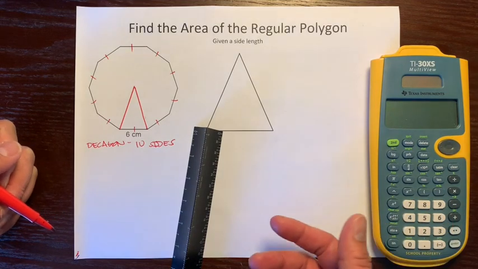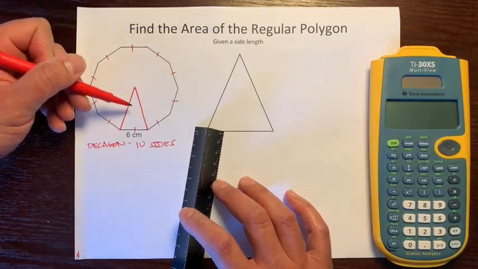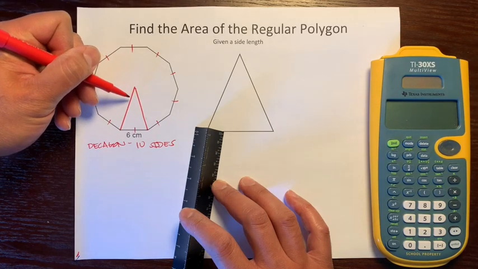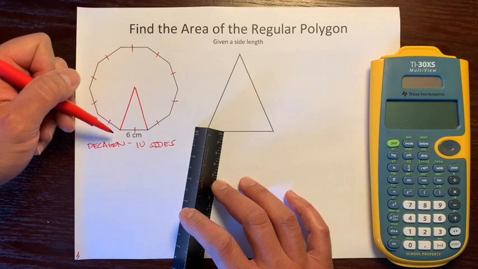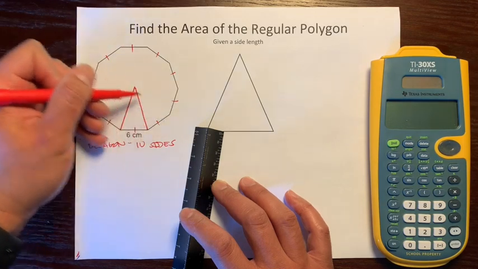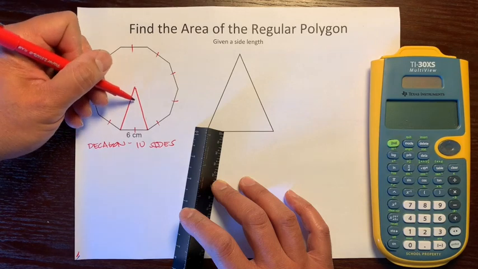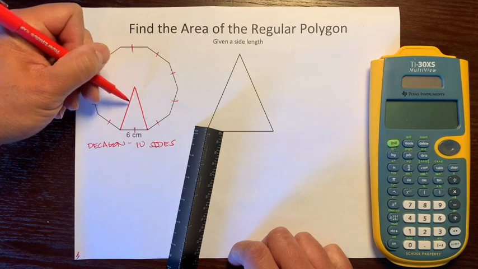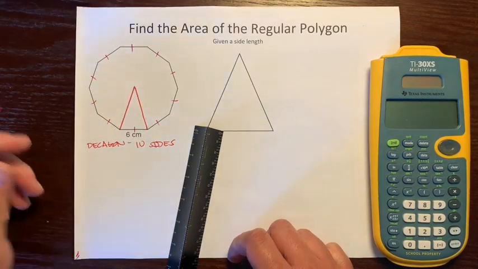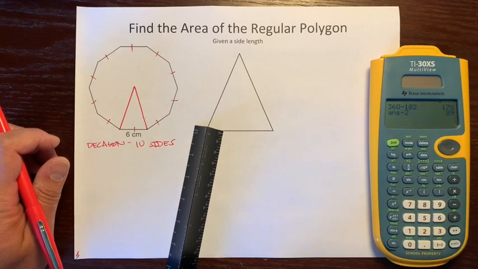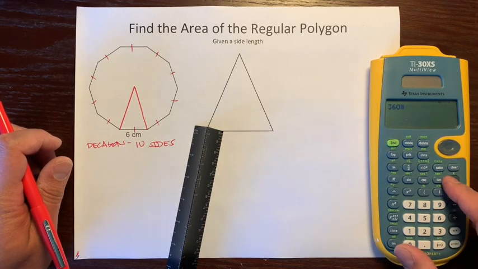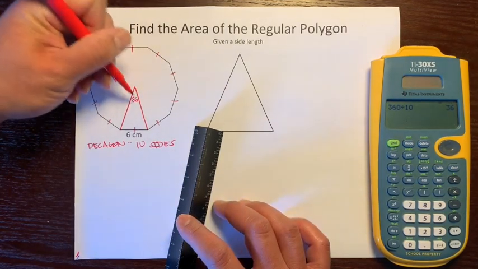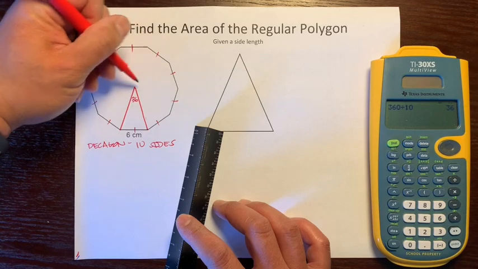Our next step is to figure out the measure of the central angle. The central angle is this angle right here in the center. Since it's a decagon with 10 sides, there are 10 congruent triangles. All the central angles together make 360, so we divide 360 by 10. That's 36 degrees. So all the central angles are 36 degrees.